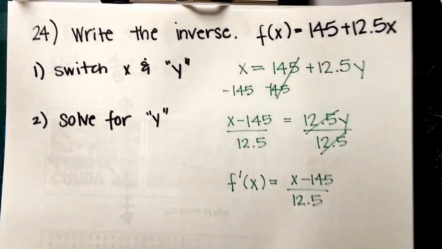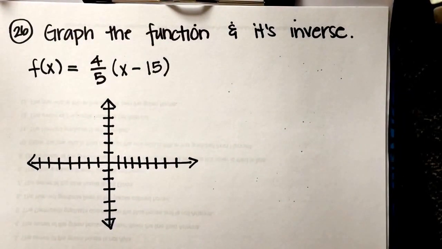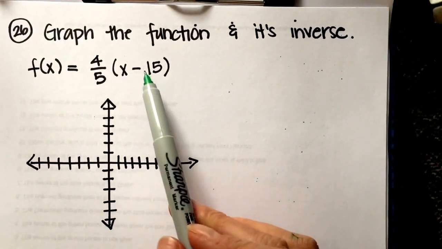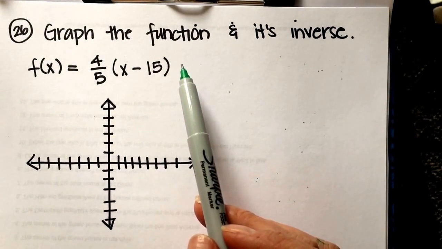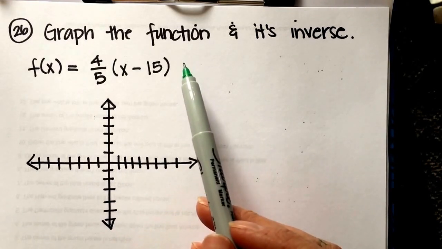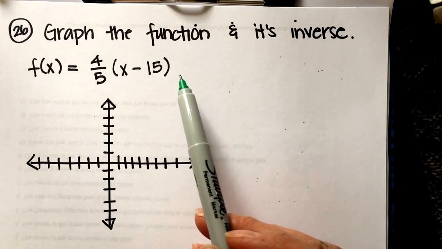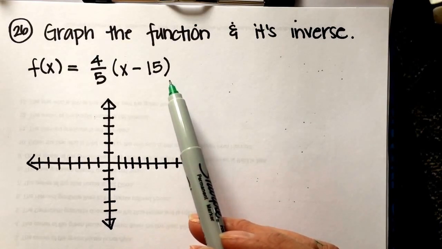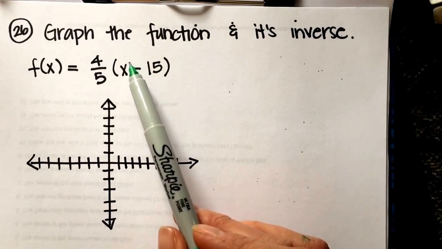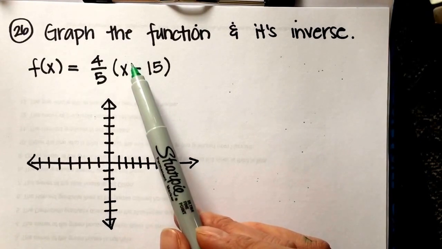The second example is number 26. It's a graph. They ask us to graph this function and its inverse. I'm going to do it on the same graph, and we'll go over once again how to tell and make sure when you're done graphing that they really do look like they are inverses. So this is a linear equation. It's x to the first power. It's going to be a straight line.